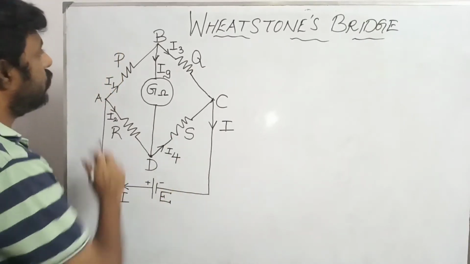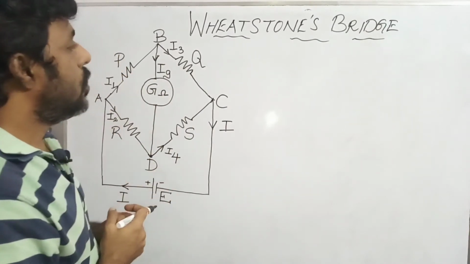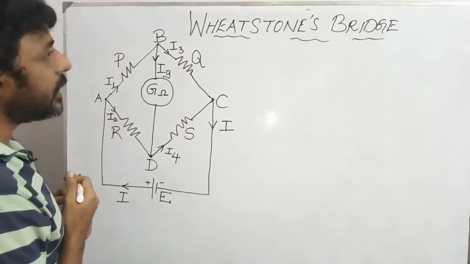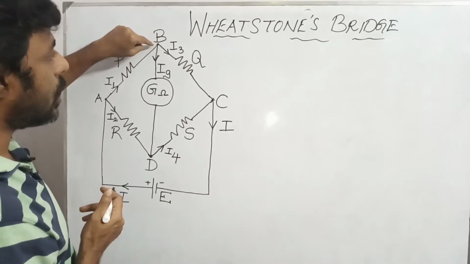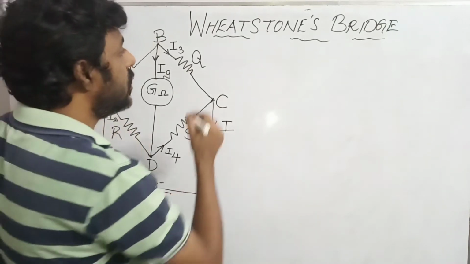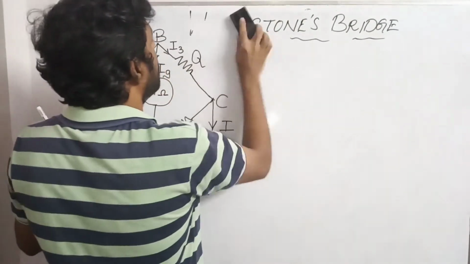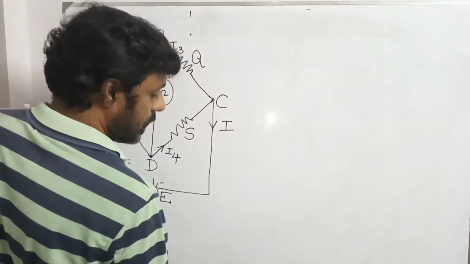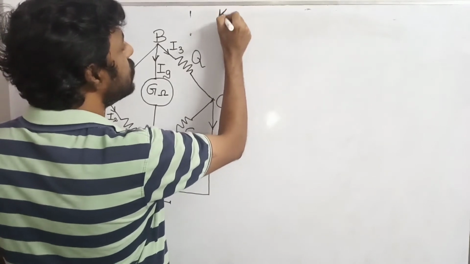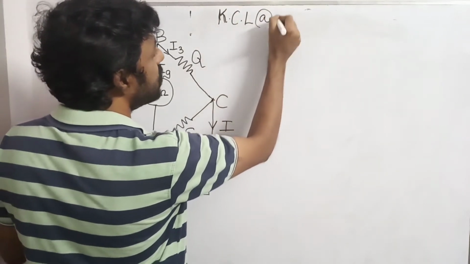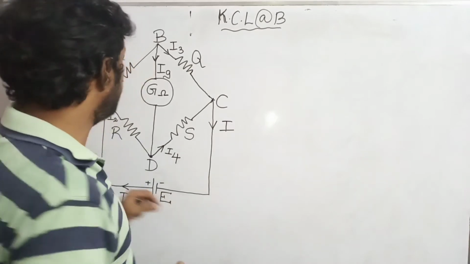Now you need to get into the derivation part. So now this is all about the Wheatstone bridge. Now let's get into the derivation part. First thing, I'm going to apply Kirchhoff's current law at this junction B. I'll rub this heading. So I'm going to apply KCL, that is Kirchhoff's current law, at junction B.